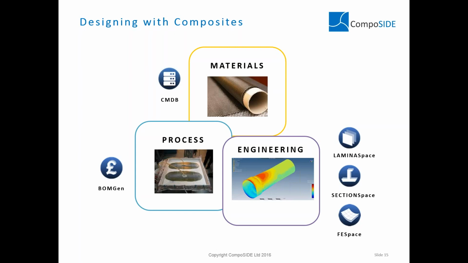So materials are covered by CMDB. This is where all of our data is stored, and we can compare, analyze, check and share our data within there. Our processing is mainly to do with PlyGen, but this also links up with CMDB and the materials because that gives us our strength, our weight, our stiffness properties. And then we have our engineering modules such as LaminateSpace, SectionSpace, and FESpace, which give us our classical laminate theory, our 2D analysis, and our 3D analysis.